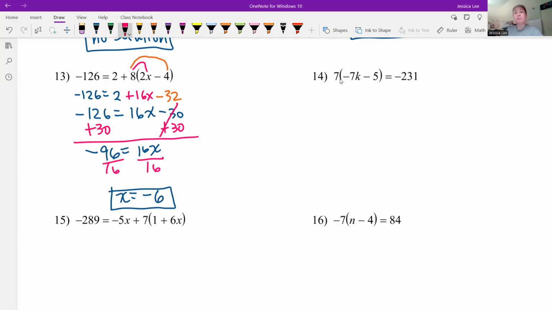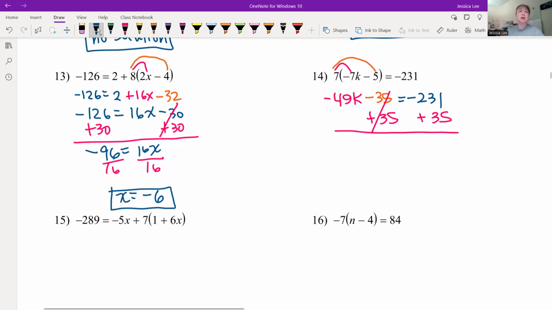All right, number 14. You notice here we have parentheses and nothing much else, so we're just going to distribute. 7 times negative 7 is negative 49, don't forget the k. And 7 times negative 5 is negative 35. And that's all equal to negative 231. Then we're going to add 35. Do you see how this always boils down to a one-step or two-step equation? That's why you've got to know your basics, because it always leads down to that.